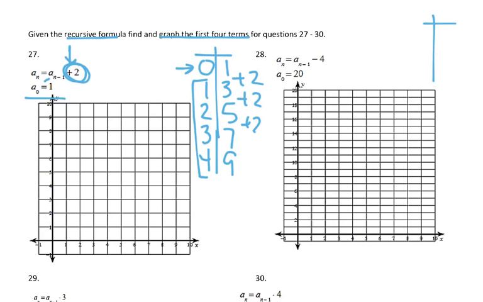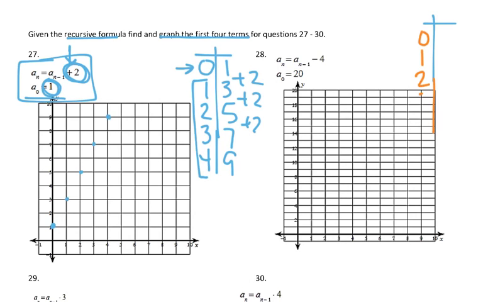So growth, starting number. Then we graph it. 0, 1 would be right there. 1, 3. 2 up to 5, 3 up to 7, and 4 up to 9. Because it's a sequence here, we don't want to connect the dots, so we leave it like that. And that's all we're doing here.